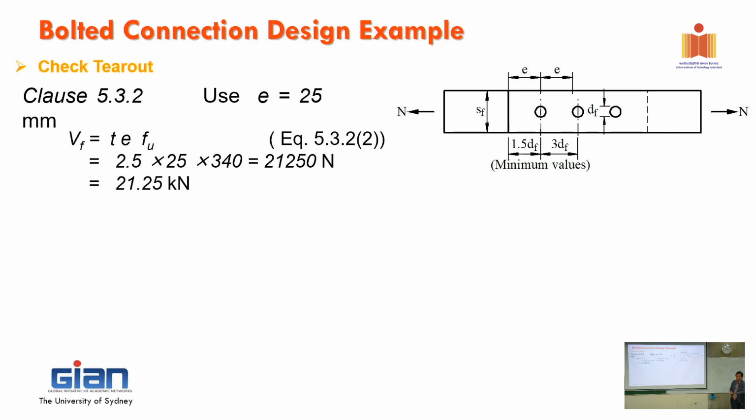And then we check the tail. So the tail, T, is a thickness, and E is 25. So in here you can see E is the center of the hole, not the bowl.